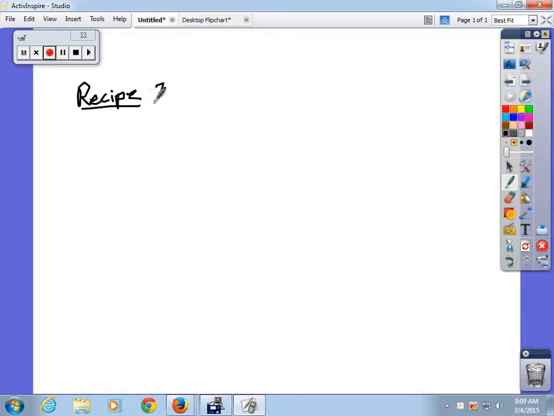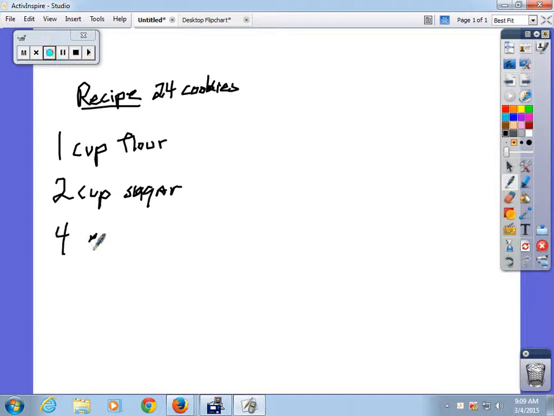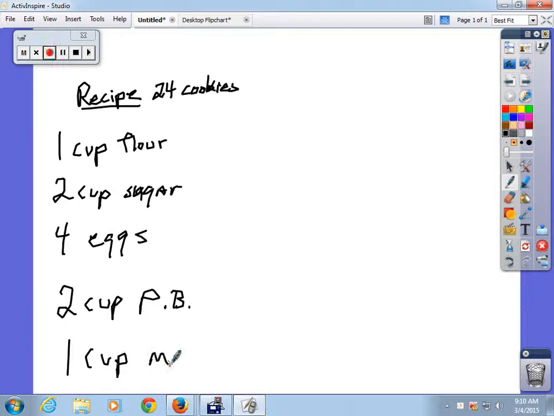Recipe for 24 cookies. And that recipe is 1 cup of flour, 2 cups of sugar, 4 eggs, 2 cups of peanut butter, and 1 cup of milk. And there's some other items, but this is just the main items. And that makes 24 cookies.